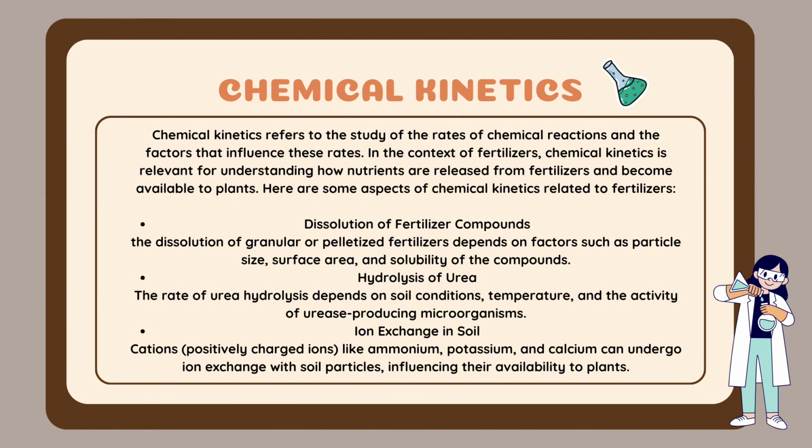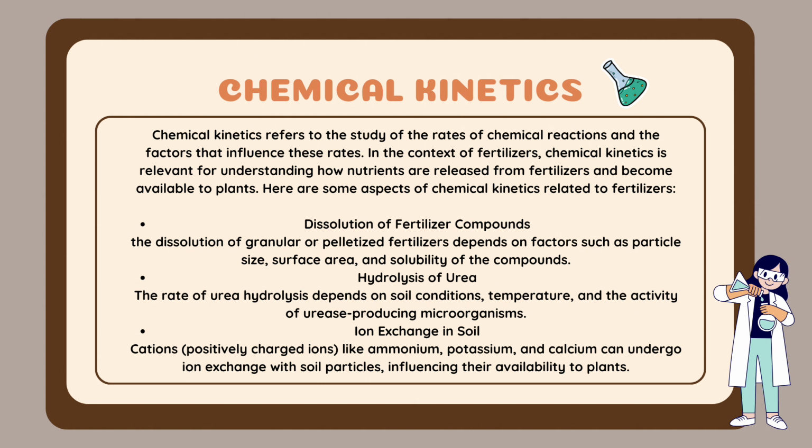Chemical kinetics refers to the study of the rate of chemical reactions and the factors that influence these rates. In the context of fertilizer, chemical kinetics is relevant for understanding how nutrients are released from fertilizer and become available to plants. Some aspects of chemical kinetics related to fertilizer are dissolution of fertilizer compounds, hydrolysis of urea, and ion exchange in soil.